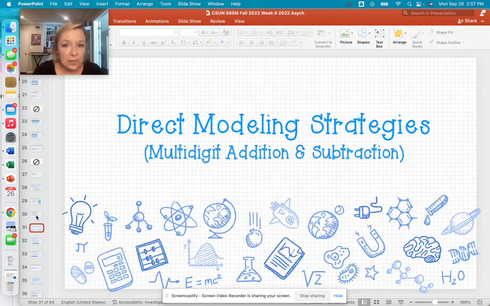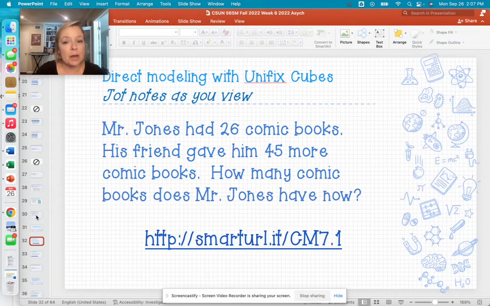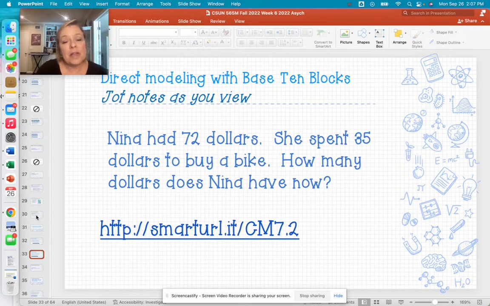We're going to start with direct modeling strategies for multi-digit addition and subtraction, meaning 2 to 3 digits at this point. So you're going to watch a video with direct modeling. Again, turn the sound on, use the captions if you like, and jot notes from an asset-based lens. If you want to look at the problem in front of you as you're watching the video, you can check the PDF. I have it there for you. And then you're going to watch direct modeling again. So 2 different types of problems, one using unifix cubes, one using base 10 blocks.